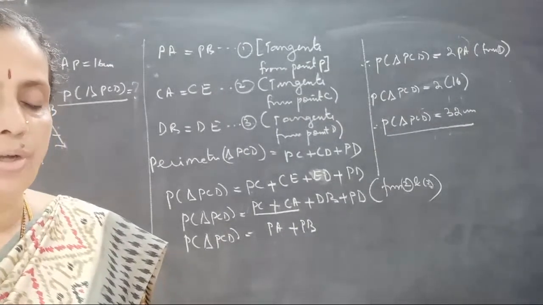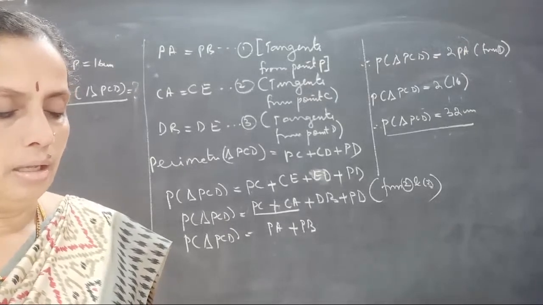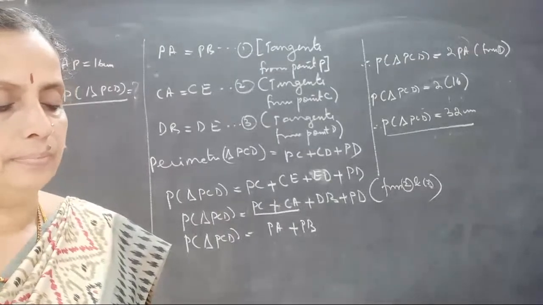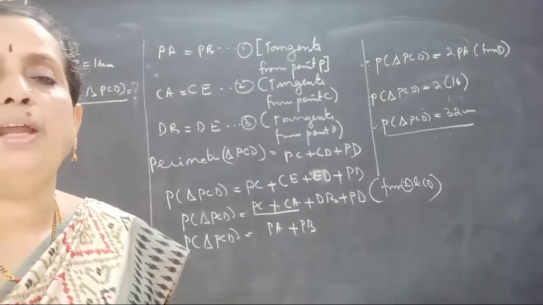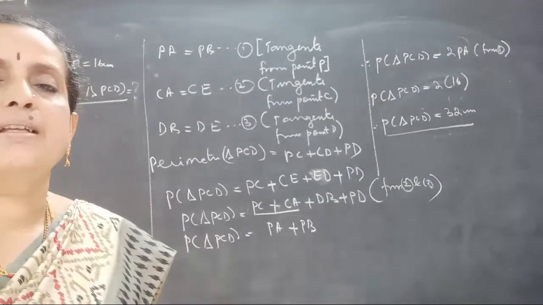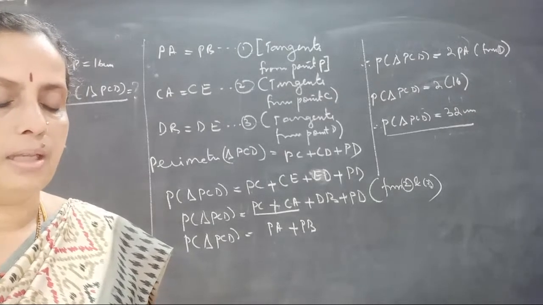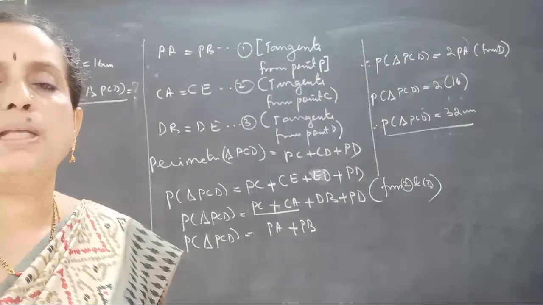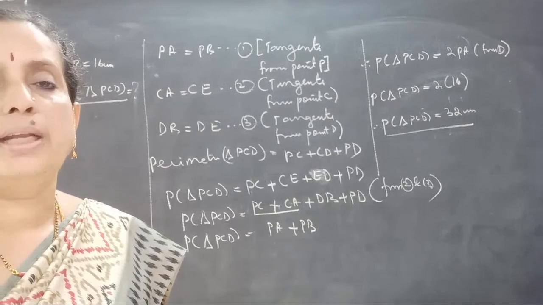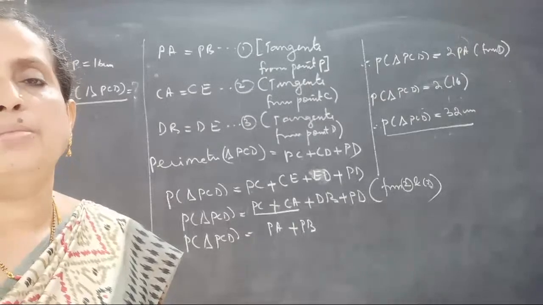So can you tell me the answer directly? AB 6, BC 7, CD 4. What is the length of AD? What is the measure of AD? AB is 6, CD is 4, 6 plus 4, 10 equals BC is 7, 10 minus 7, you will get AD as 3 centimeter.